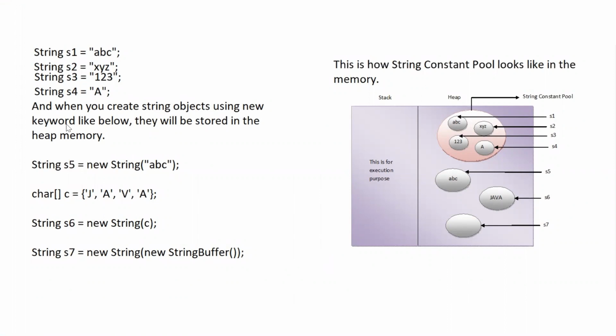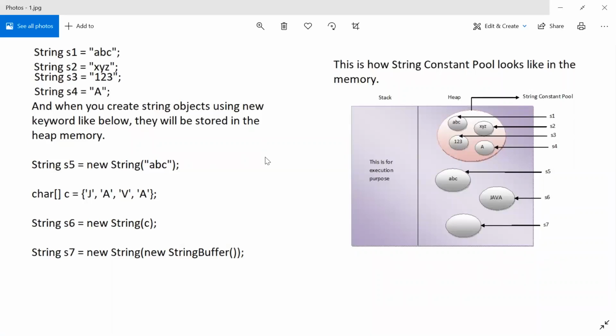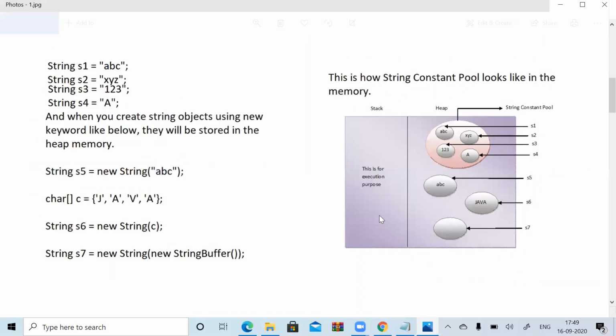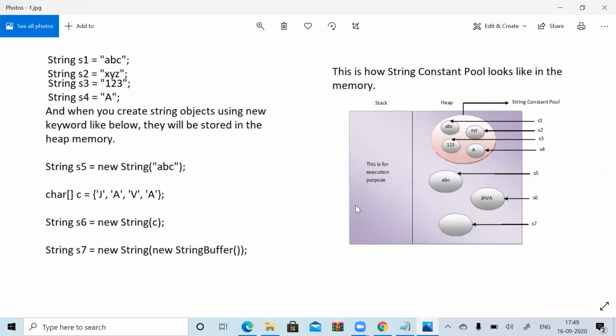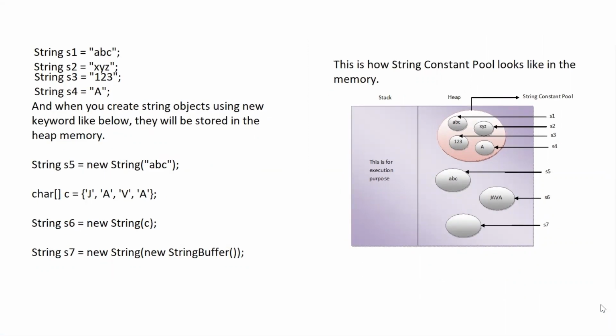So we can create strings by using string literals. Whenever I create String s1 = "abc", String s2 = "xyz", String s3 = "123", and String s4 = "abc", what happens? The memory manager will assign these in heap memory. Whenever we create strings by using string literals, they are created in the string constant pool.